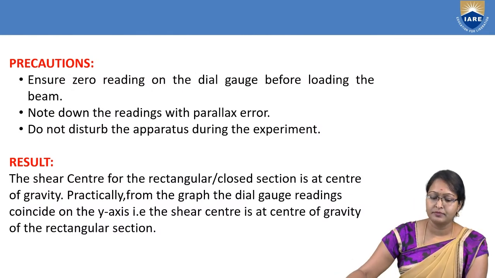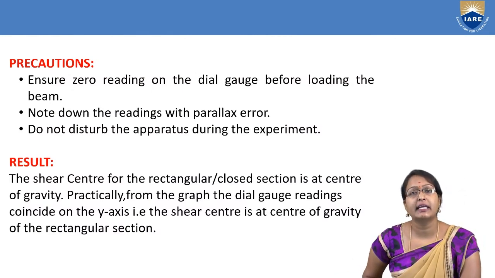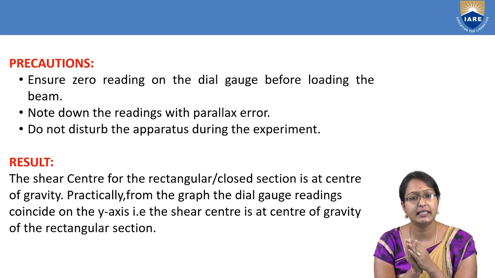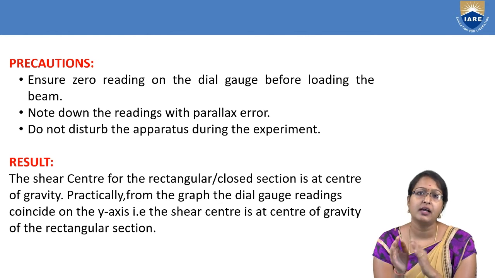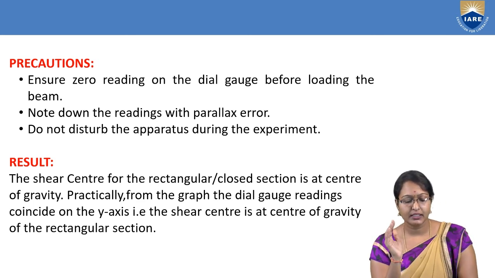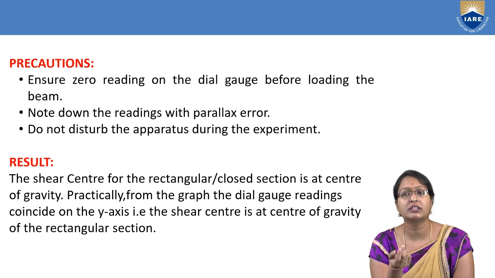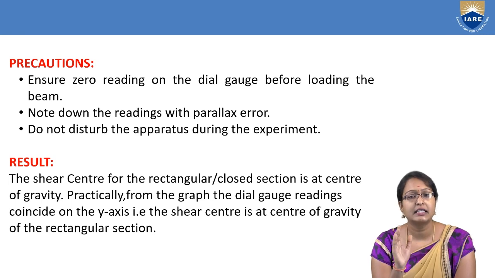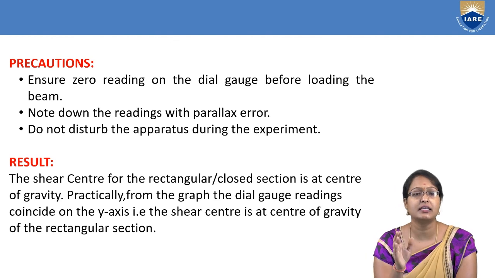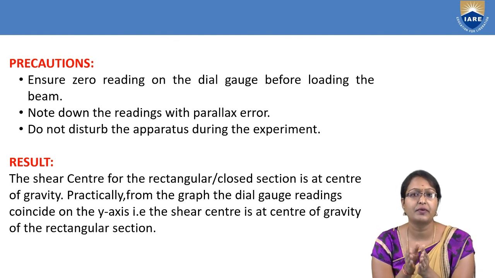What are the precautions we need to take? Ensure zero reading on the dial gauges before loading the beam. Note down the readings avoiding parallax error. Do not disturb the apparatus during the experiment. Finally, the result: the shear center for a rectangular or closed section is at the center of gravity. From the graph, the dial gauge readings coincide on the y-axis. That is, the shear center is at the center of gravity of a rectangular section. So this is what we have obtained.